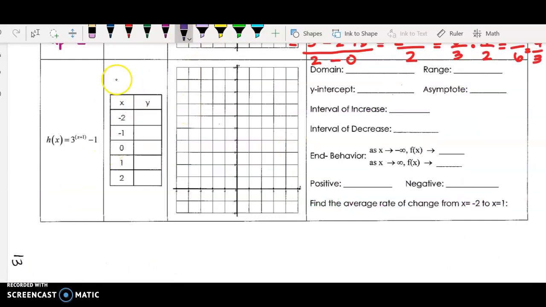Again, we're using the parent function y equals 3 to the x. So that gives us 1, 3, and 9, 1/3, and 1/9. Let's check out our transformations here. This is going to have a shift 1 unit to the left.